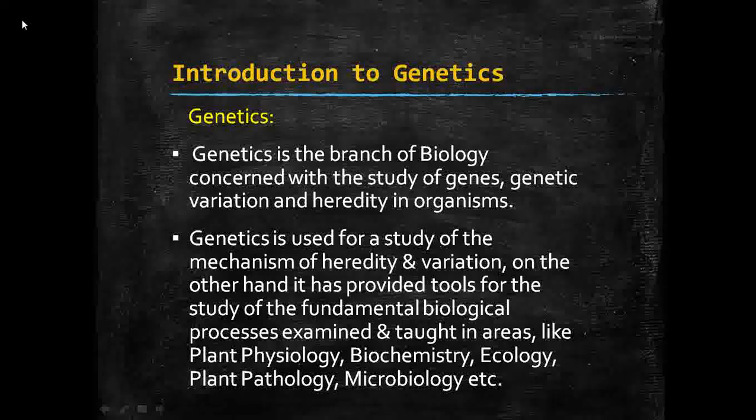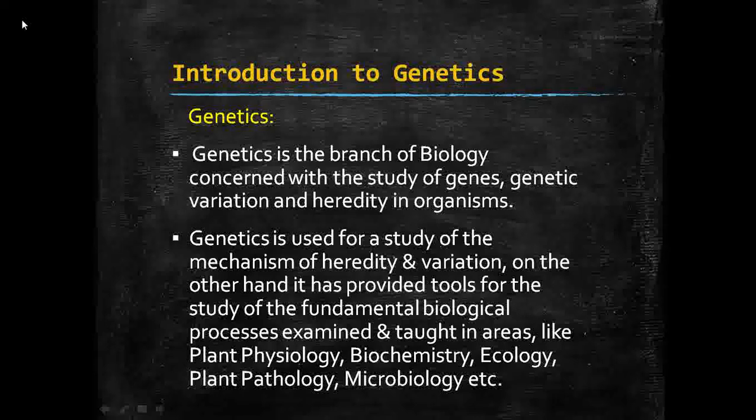Now firstly we'll see the definition of genetics. Genetics is the branch of biology which is related with the study of genes, genetic variations and heredity in organisms. So in genetics we can study the structure of genes and how they are arranged, and how, because of the genes, variations occur and heredity occurs in organisms. Genetics is used for the study of the mechanism of heredity and variation.